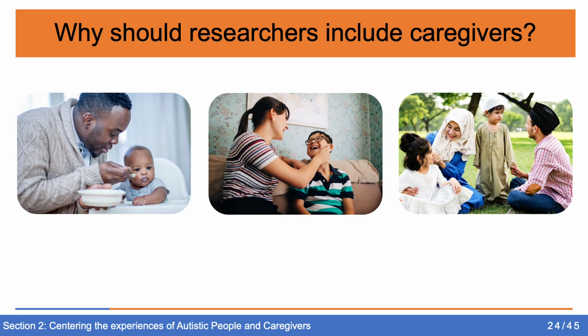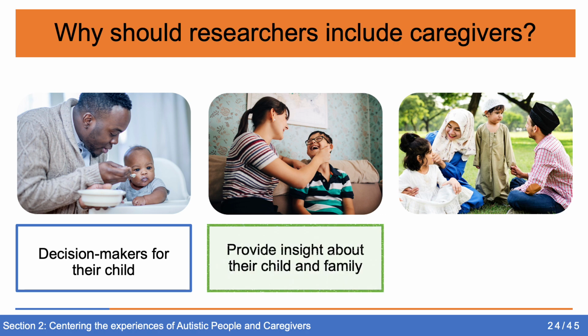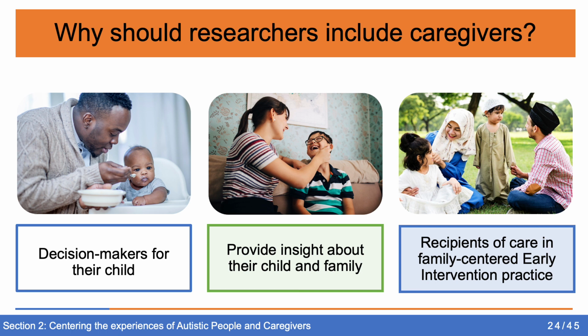Caregivers must be included in autism research for many reasons. Caregivers are key decision makers for their child's care, and they can give us more insight about their child's unique strengths, challenges, and social contexts. Additionally, early intervention systems prioritize family-centered practice.